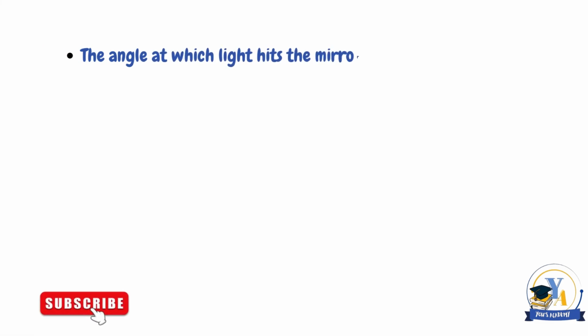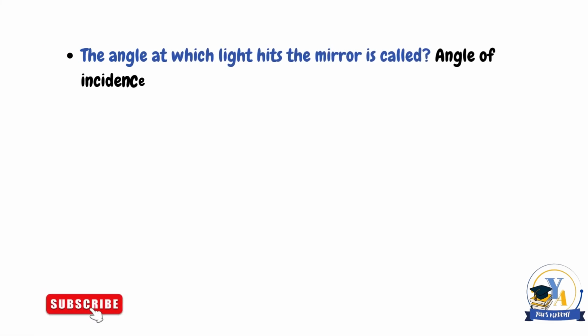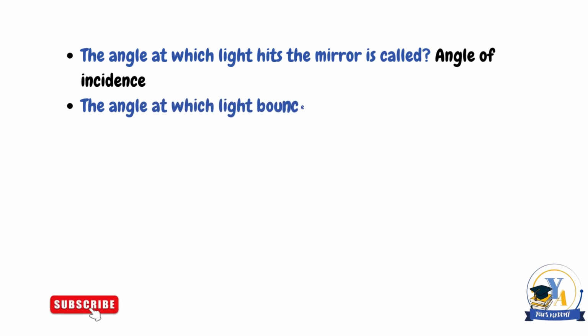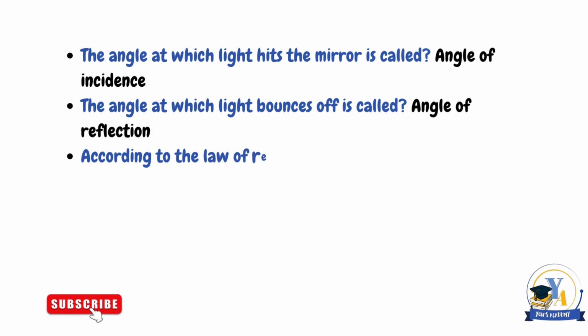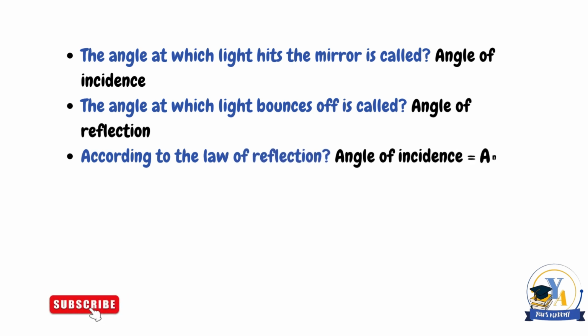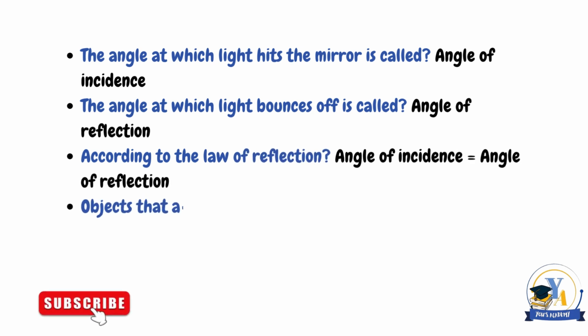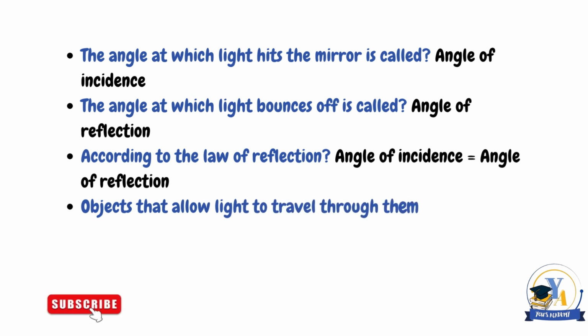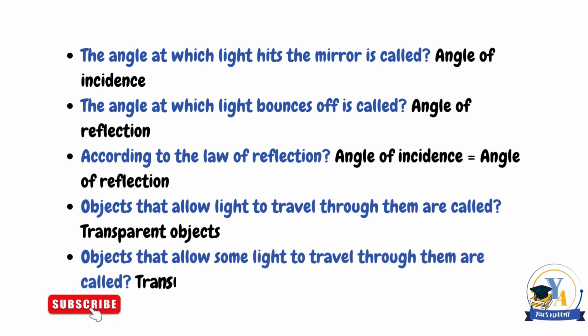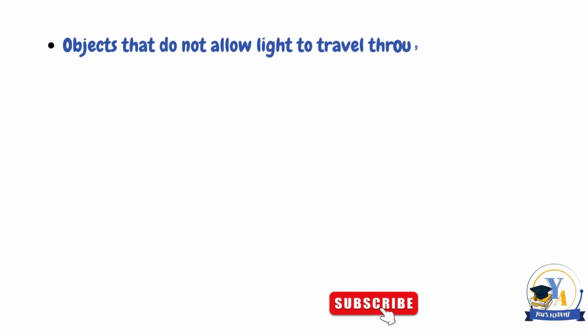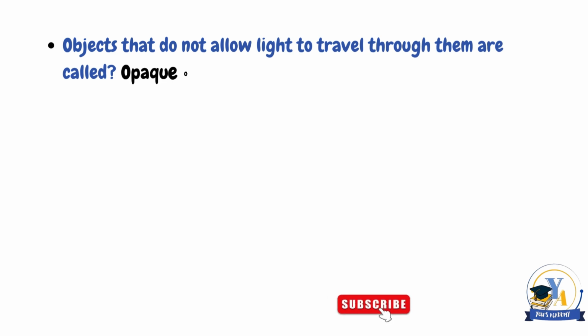The angle at which light hits the mirror is called angle of incidence. The angle at which light bounces off is called angle of reflection. According to the law of reflection, angle of incidence equals angle of reflection. Objects that allow light to travel through them are called transparent objects. Objects that allow some light to travel through them are called translucent objects. Objects that do not allow light to travel through them are called opaque objects.